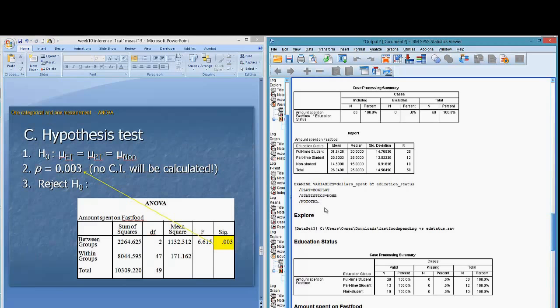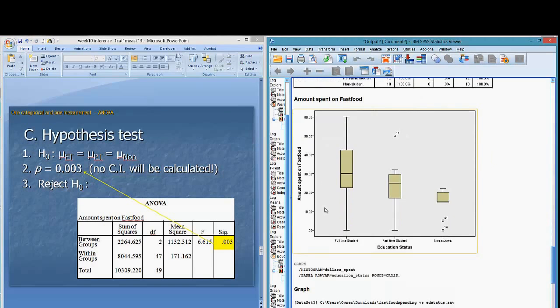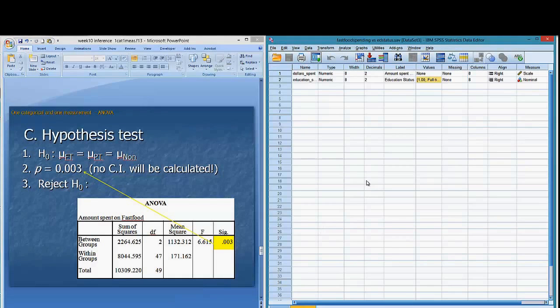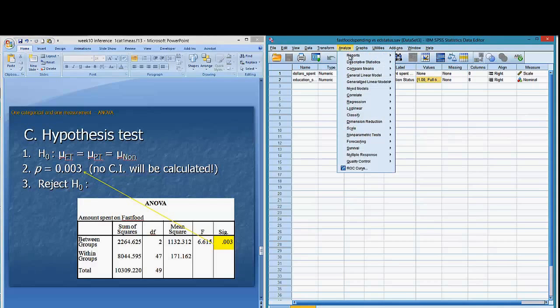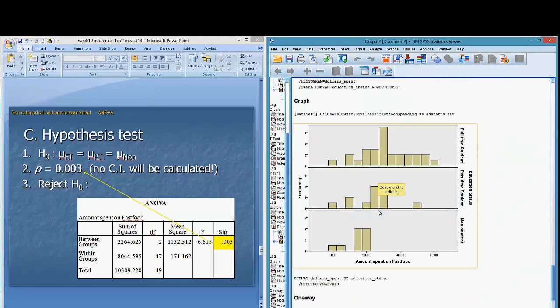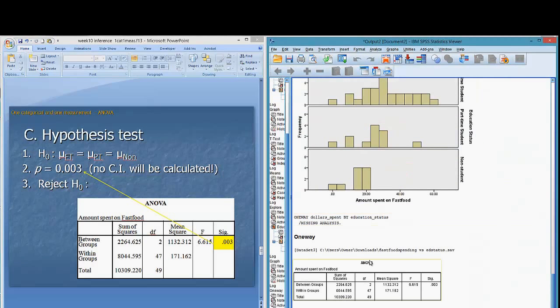The hypothesis test. Scroll down here. We can go back to the data set. So the hypothesis test we do again through compare means and a one-way ANOVA. So one-way ANOVA goes here. Amount spent on food is the dependent, the list of dependent variables, and education status is the factor. Now we don't worry about these yet. Click OK. And we get the same output as we have here on the left.